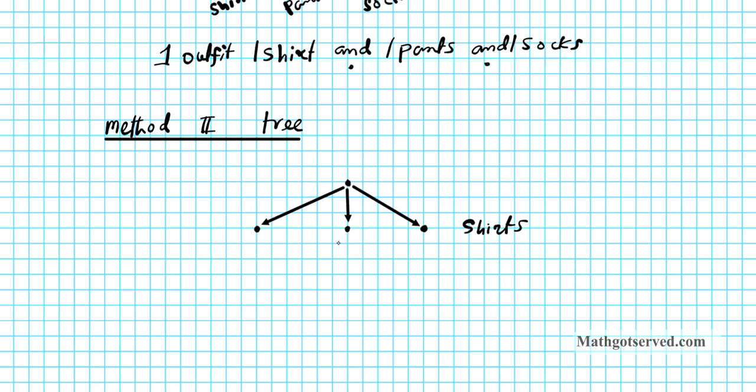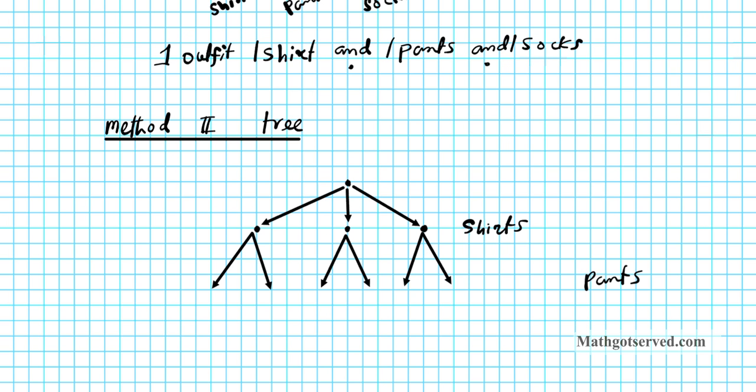Okay, now after selecting your shirt out of these 3, the next choice to make is your pants. So for every shirt you pick, you have a choice of 2 different pants. So for pants, you can either go pants 1 or pants 2. If you selected shirt 1, you can go pant 1 or pant 2. If you selected shirt 2, you can either go pant 1 or pant 2. If you selected shirt 3, you can go pant 1 or pant number 2.